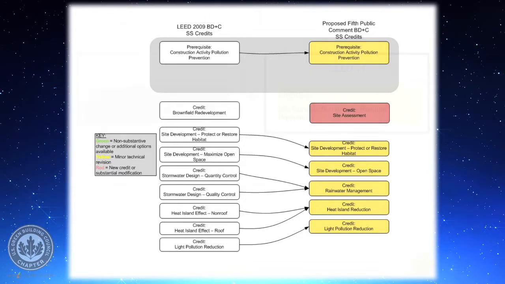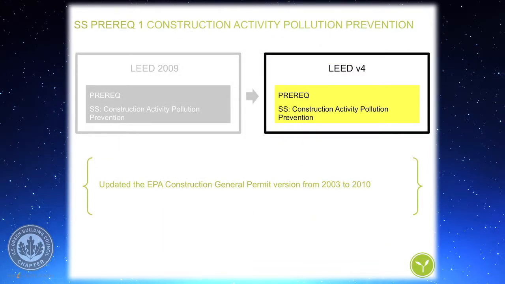So the first prerequisite in LEED version 4 is construction activity pollution prevention. Again, you are all familiar. We've simply updated the EPA reference from the 2003 version of the general permit to the 2010 version.